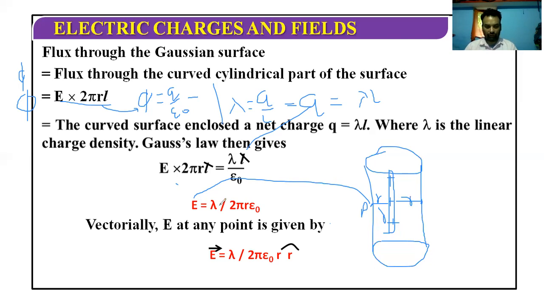So note this carefully. We find that E is inversely proportional to R, E is proportional to 1 upon R. If I draw a graph between E and R, this is R and this is E. When R is 0, 1 upon 0 means infinity, so E will be infinity at this point. But if we increase the value of R, the E decreases. So the graph will be like this. So this will be our graph.